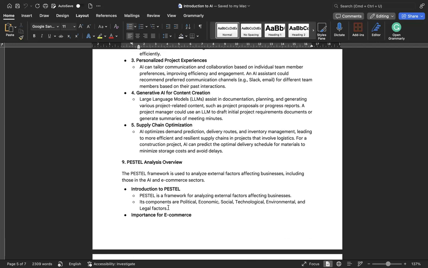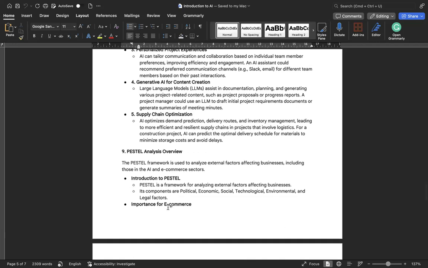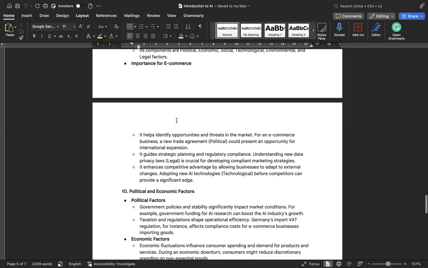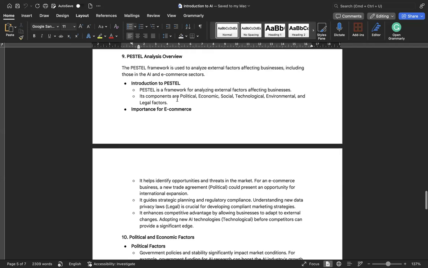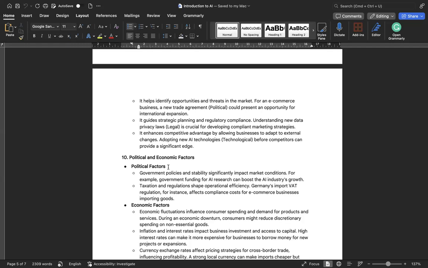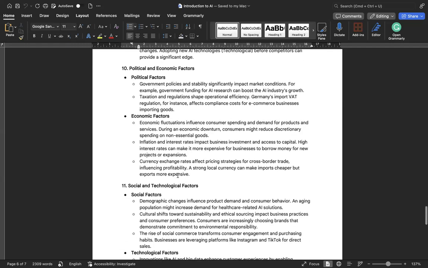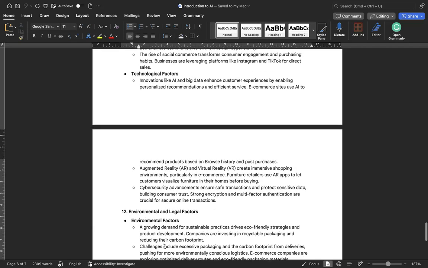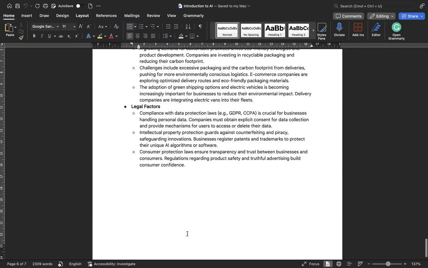For the PESTEL analysis overview, finally, PESTEL means political, economic, social, technological, environmental, and legal factors. So these are the importances of e-commerce when it comes to PESTEL overall. Then we discussed one by one political and economic factors, then social and technological factors, and finally environmental and legal factors. These are the applications. Okay.